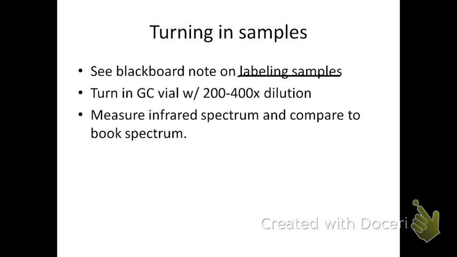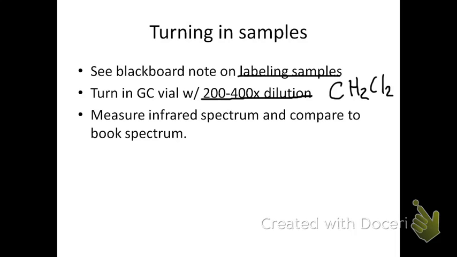The other thing that you'll do is you'll turn in, after you weigh it, a 200 to 400 fold dilution of the isopentyl acetate in methylene chloride, CH2Cl2. Same procedure as before. You'll add a ml of methylene chloride and a drop of isopentyl acetate, and then mix that well, and then transfer that to the GC vial, 1 drop or 2 drops, and another ml or 1.5 ml of methylene chloride.